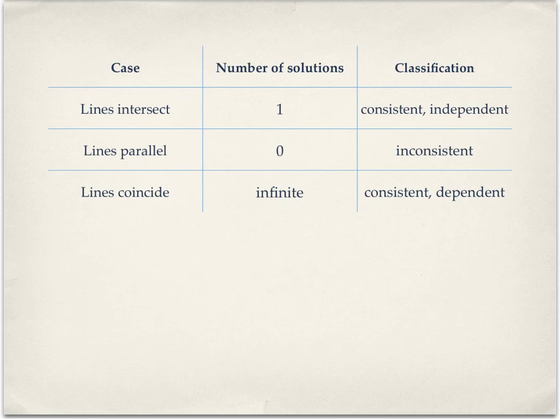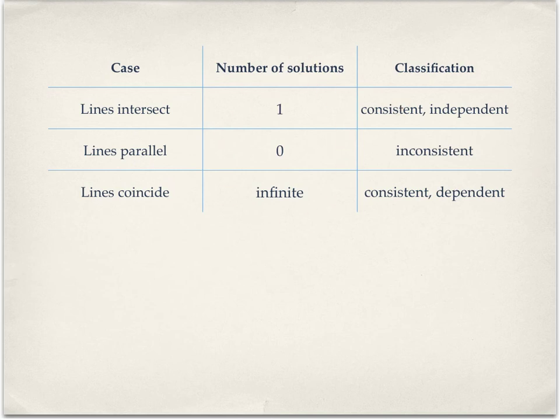There are some terms that we have for systems of equations that are not necessarily crucial, but they show up once in a while, so it's good to tell you about them. Here are the 3 cases that could happen when you have 2 lines. Of course, they could intersect, they could be parallel, they could coincide, which means they're the same line. Here's our number of solutions in each of those cases.